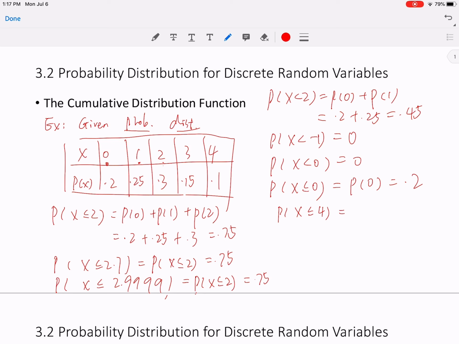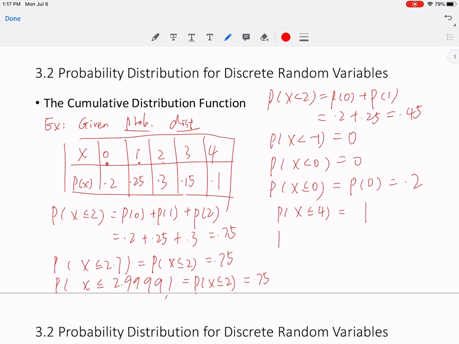Same thing, we just need to go back to the probability distribution and see what kind of values are less than or equal to 4. Now we can tell the x could be 0, 1, 2, 3, 4, and all of them are less than or equal to 4. That means the probability x is less than or equal to 4 is 1. Which means if we pick a number from the probability distribution, it must be less than or equal to 4.